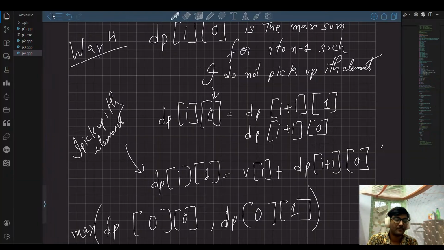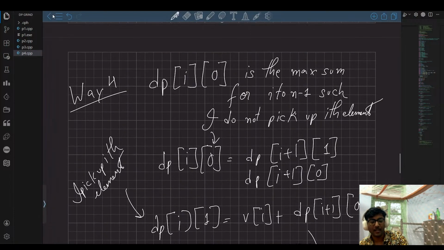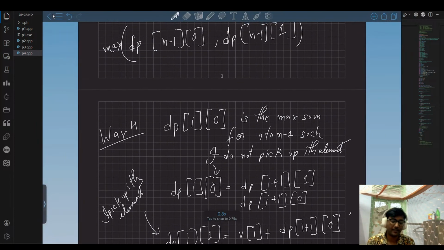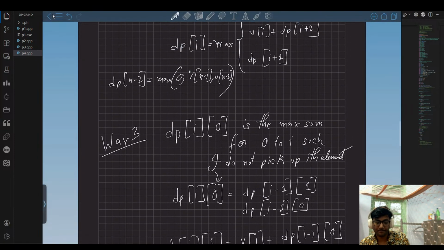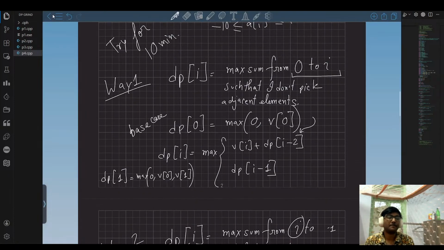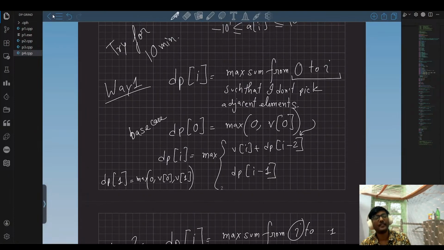Okay. So let's try to implement all these ideas. I want you to understand how these ideas are working, how I have modified my transition based on this push idea or the pull idea of DP, and building up the solution. Okay. So let's try to implement now.